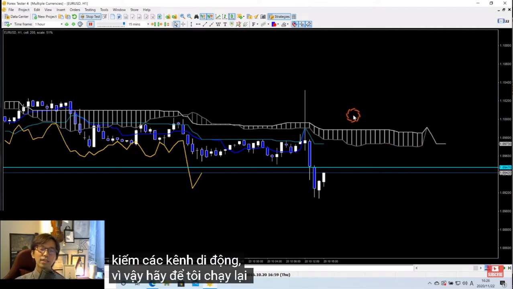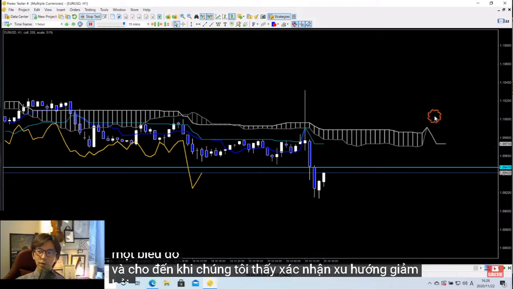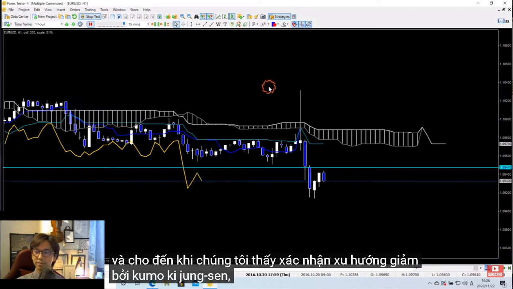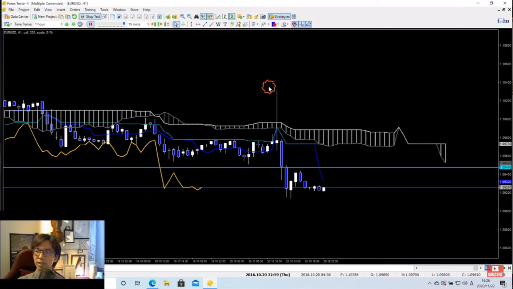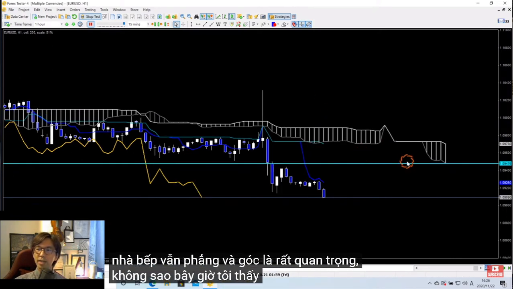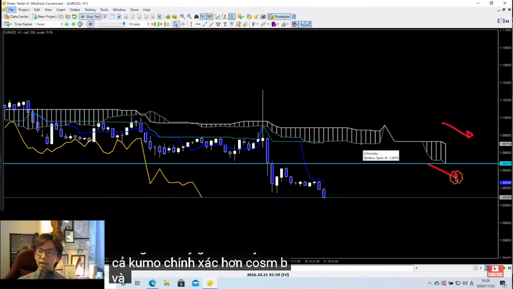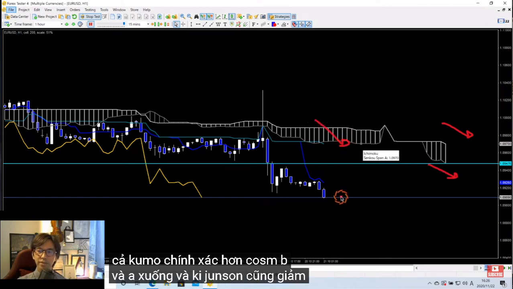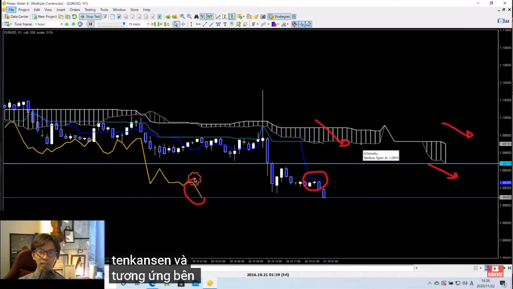So let me run the tester based on the 1 hour chart again, until we see the downtrend confirmation by Kumo and Kijun Sen. It's still flat. Okay, Kijun Sen is still flat. Kumo sloping down, but Kijun Sen is still flat. Kijun Sen angle is very important. Okay, now I see both the Kumo, more precisely Senkou Span B and A, down, and Kijun Sen is also down. Price looks to be resisted by the Tenkan Sen and the Chikou Span below the candles.